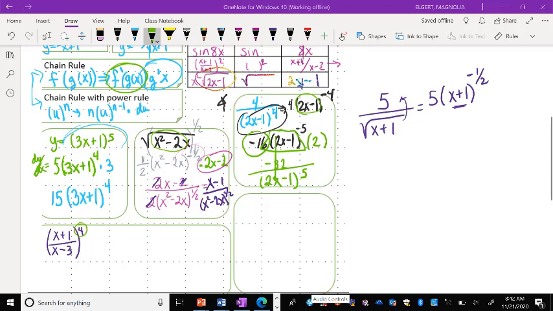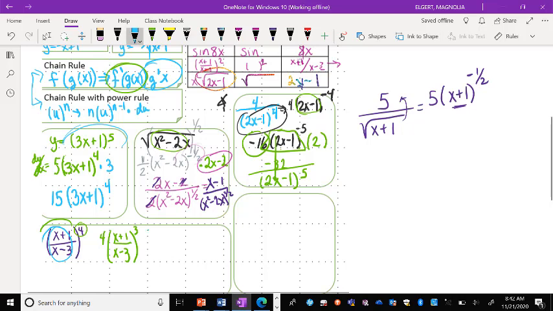So the first thing you do is you move that 4 in front. So 4 times (x + 1)/(x - 3) to the 3rd. That's the first part. It wasn't too bad. Now we have to multiply by the derivative of the inside, the baby.